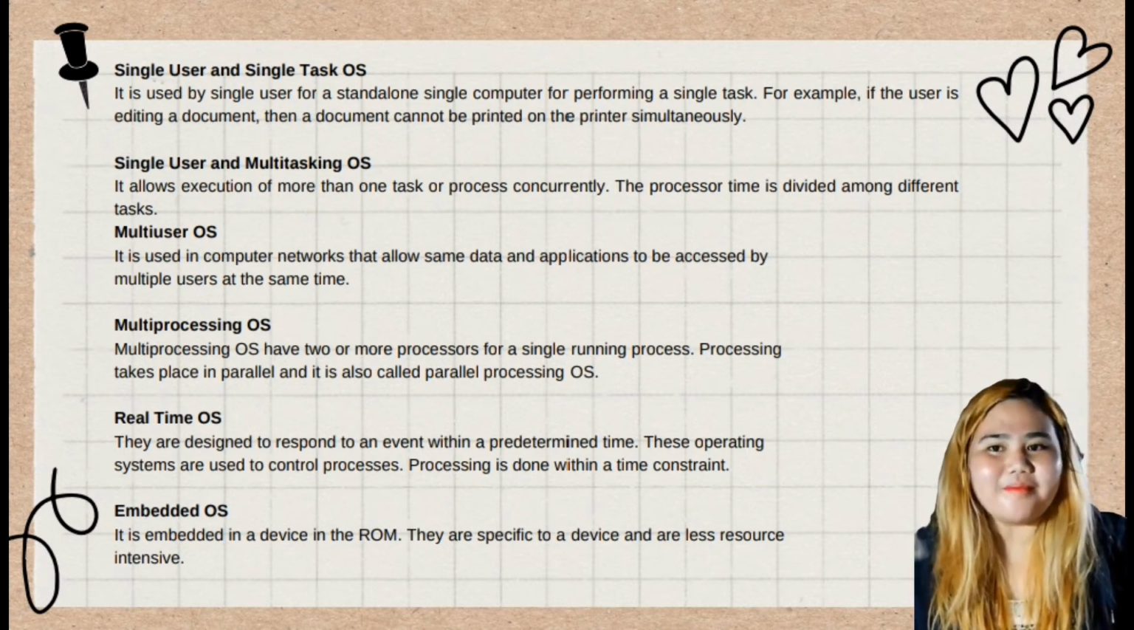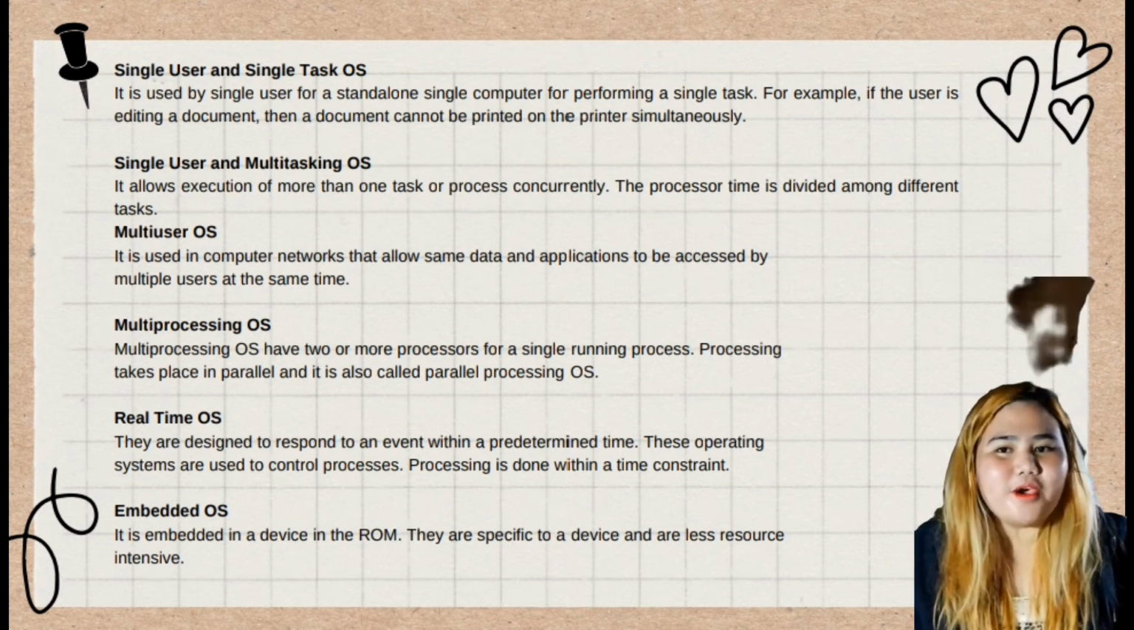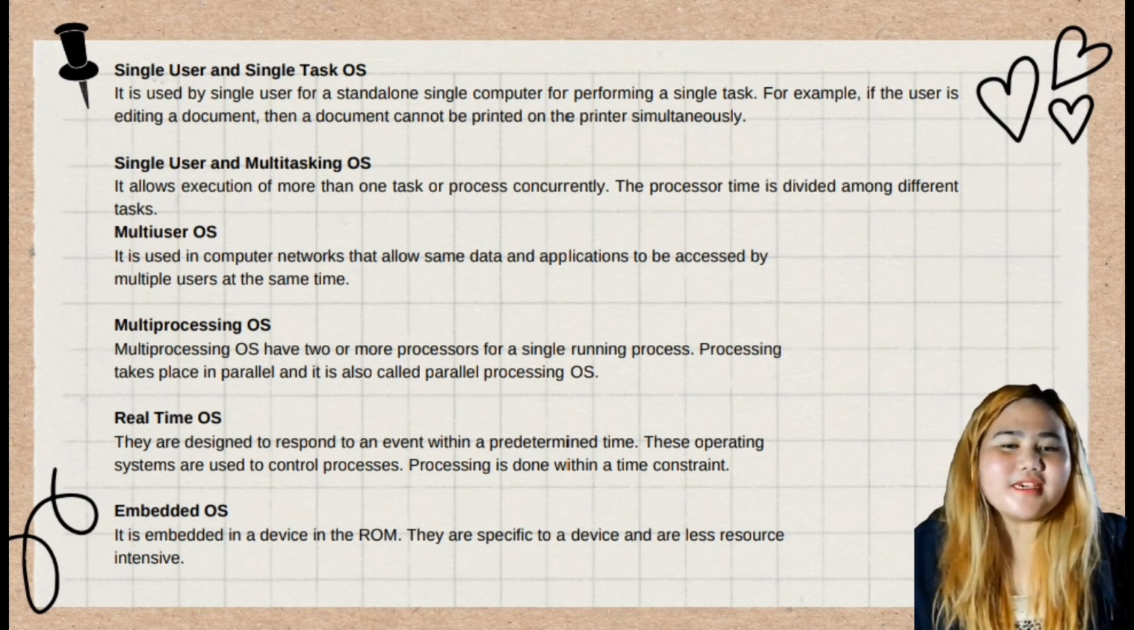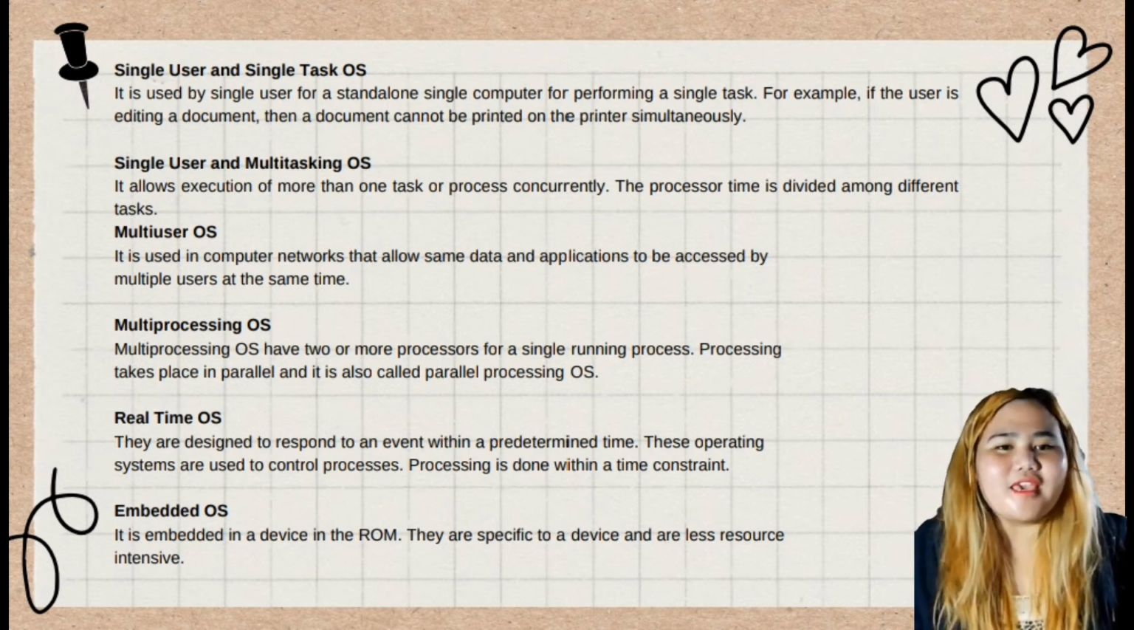Real-time OS. They respond to an incident within a predetermined amount of time. This operating system can be employed for process control. Processing is completed within the deadline. The OS keeps track of events, has an impact on how processes are carried out, and reacts appropriately. They are used in fields such as industrial control systems, medical imaging systems, etc. One real-time operating system is a link or called OS.